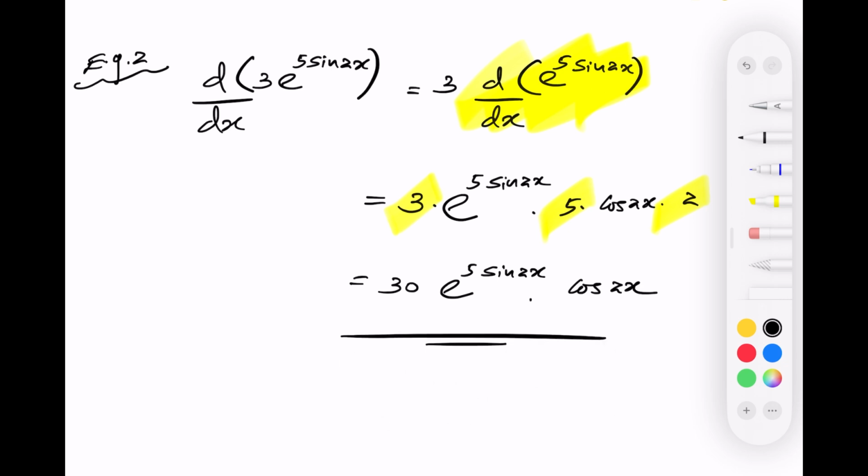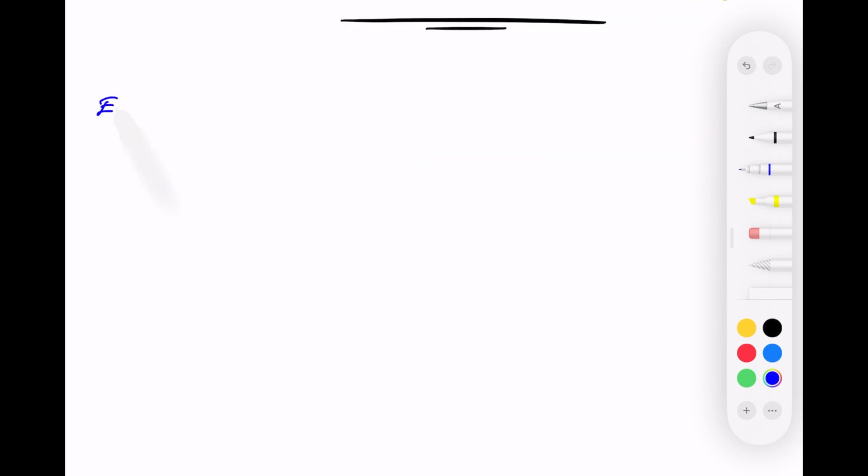All right, we will look at another example. Here's your example number 3.